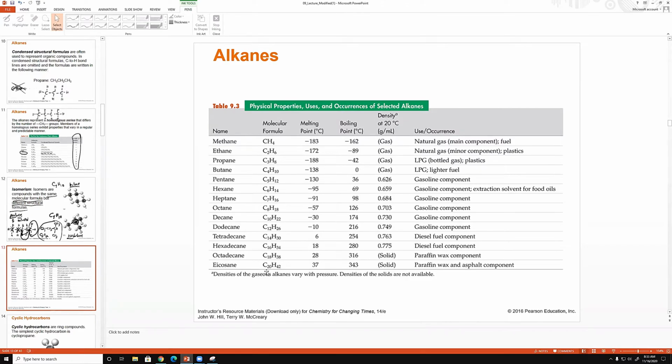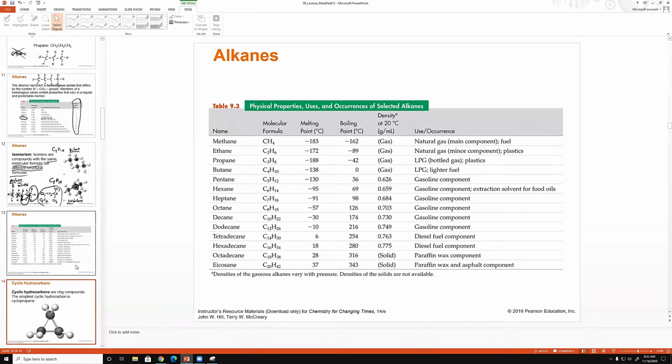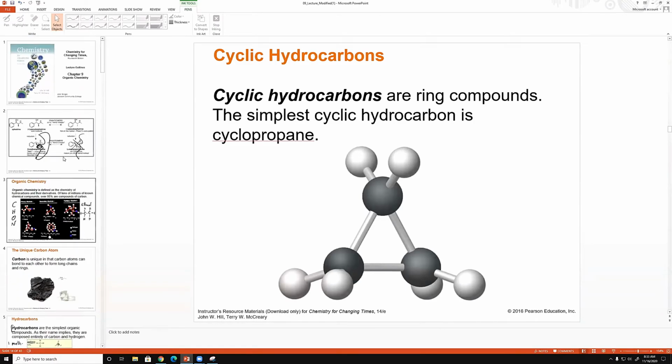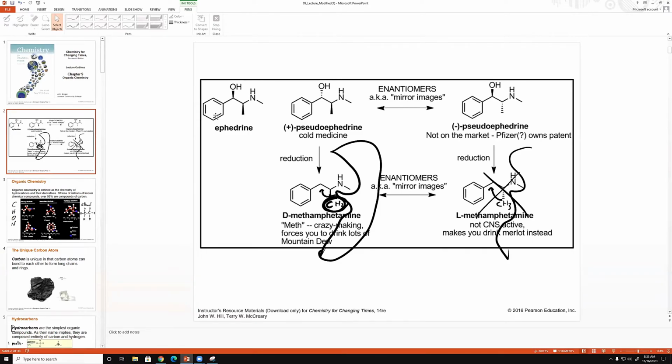Basically, the bigger the hydrocarbon is, the bigger its boiling point, the bigger its melting point, and the larger its density. So then you can have some fun with these, and you can make different structures, really anything you can imagine, different shapes. Like we saw with the meth example, where you have these hexagons here. These are called aromatic rings. We'll learn about them in a second, but that's why these double bonds are here.